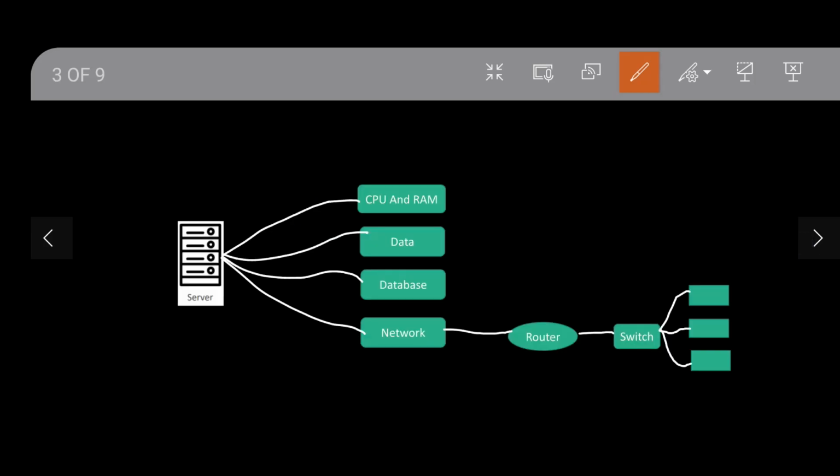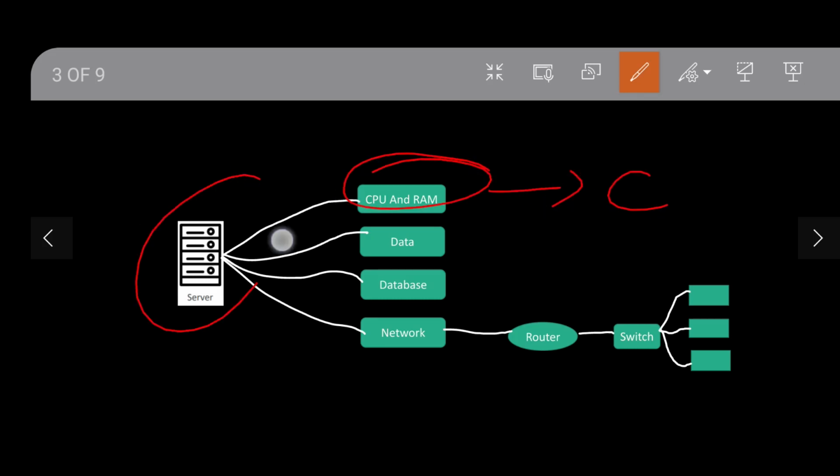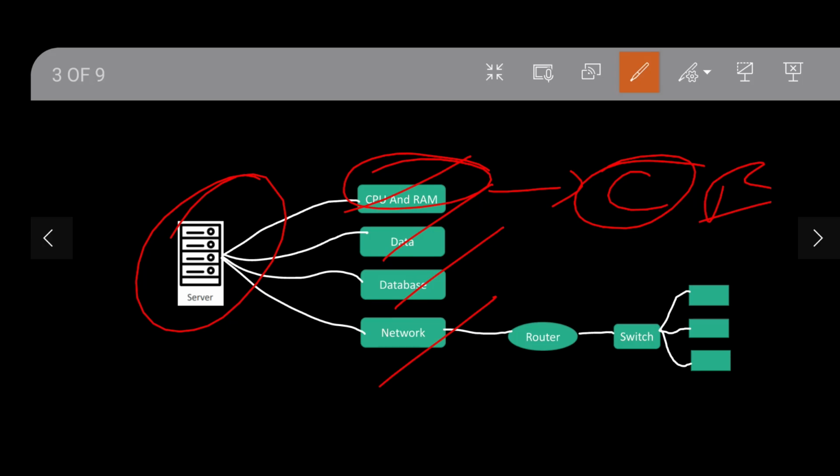Whenever we manage our website, we need CPU and RAM for computing by the server. A server consists of CPU and RAM, data, database, and network. CPU and RAM provide us the computing power. Computing power means it is the brain of our server. Data is useful for storage. It helps us store a certain amount of data, and databases help us keep data in a structured way. Structured means you can say it is in the form of rows and columns.